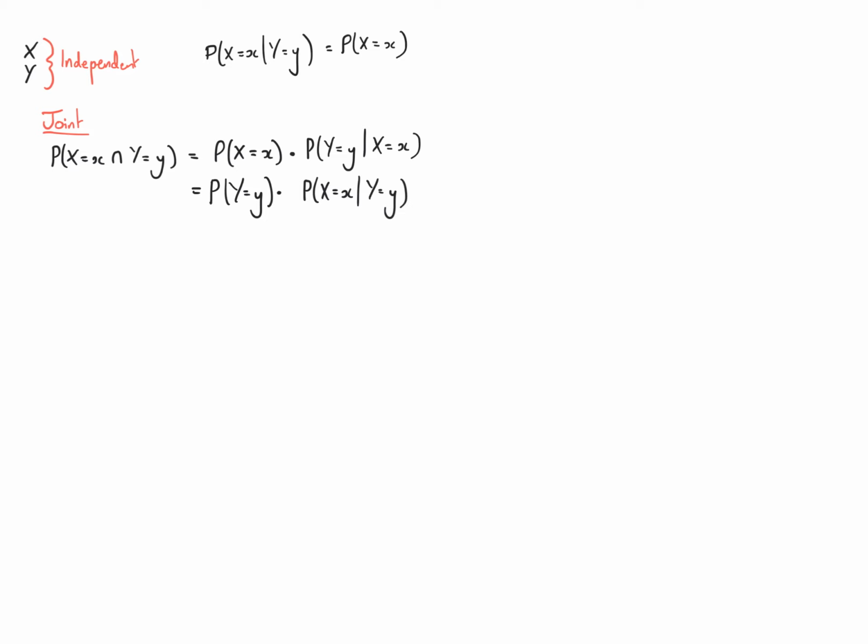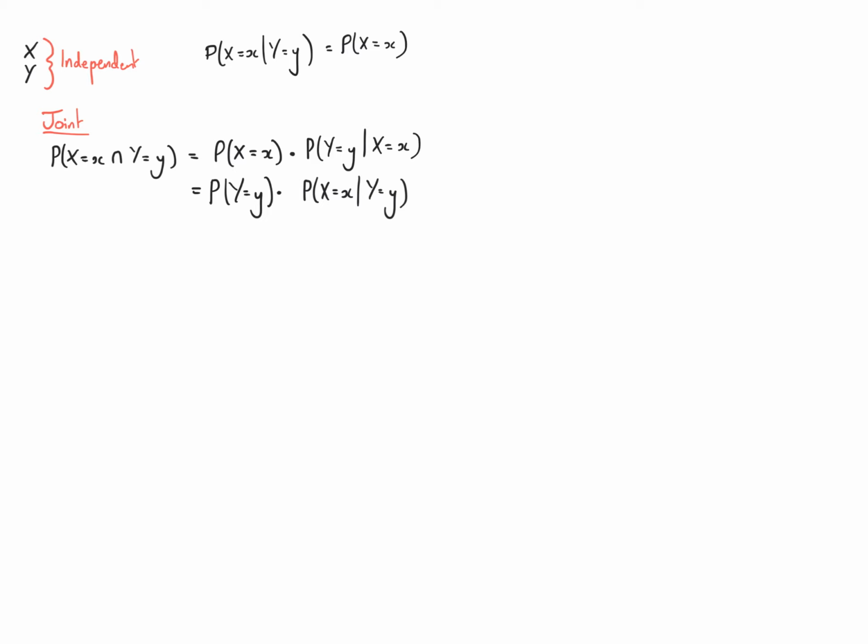Now, if these are independent random variables, then the conditional probability is just equal to the marginal probability. So this conditional probability that y is equal to y given x takes on a particular value x is just the same as the probability that y is equal to y. Similarly, the conditional probability that x is equal to x given y is equal to y is just the same as the marginal probability, the probability that x is equal to x.